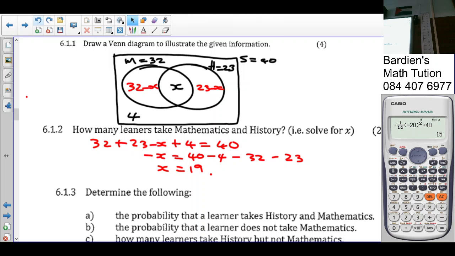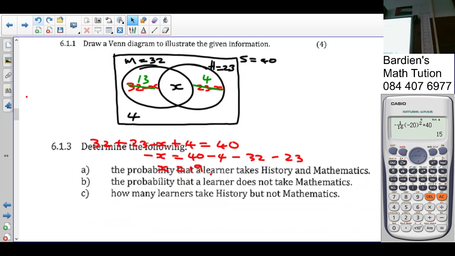You all okay with that, people? So in other words, this is going to be 32 minus 19. What's 32 minus 19? 13. You're getting upset, but how was I here? 23 minus 19. 4. Is that correct? Yes. Alright. What is wrong with you people? Right.